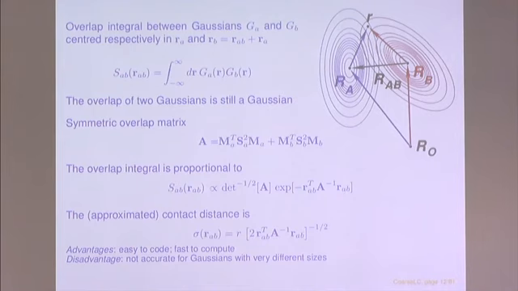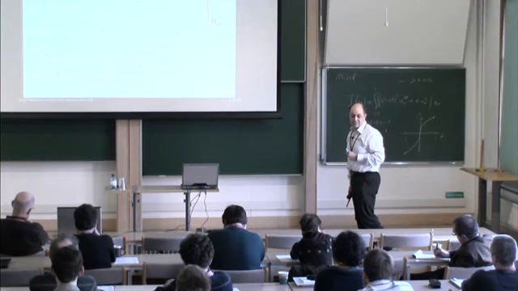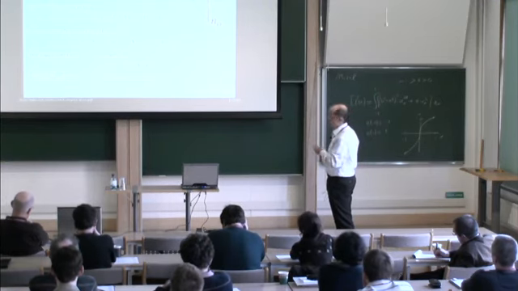This integral is still a Gaussian, and it can be written in a compact and nice way, defining this sort of overlap matrix where the two quadratic forms, obtained by rotating the diagonal shape matrices, are summed up. The final result is that the overlap integral depends on the determinant of the overlap matrix and the exponential of this quadratic form. And this quadratic form can be used to compute this approximated contact distance obtained by considering the overlap of the two Gaussians.